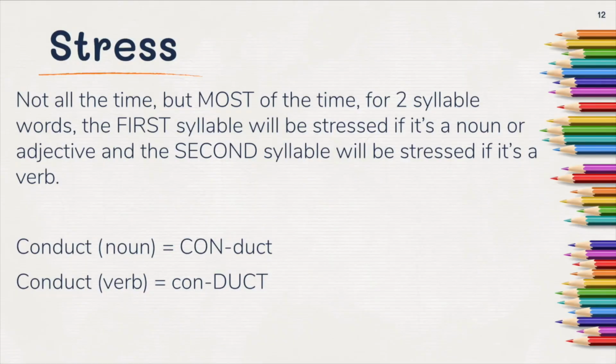Here's a good rule to know. Not all of the time, but most of the time, for two-syllable words, the first syllable will be stressed if it's a noun or adjective, and the second syllable will be stressed if it's a verb, just like in that previous example.